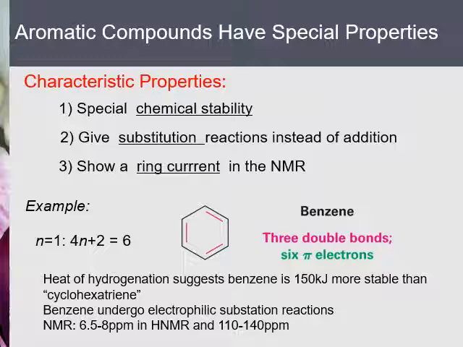Aromatic system has characteristic properties. It has special chemical stability suggested by heat of hydrogenation. It gives substitution reaction instead of addition reaction, and it shows ring current in NMR. Just like benzene, the range of hydrogen is from 6.5 to 8, and in carbon-13 it will be 110 to 140 ppm.